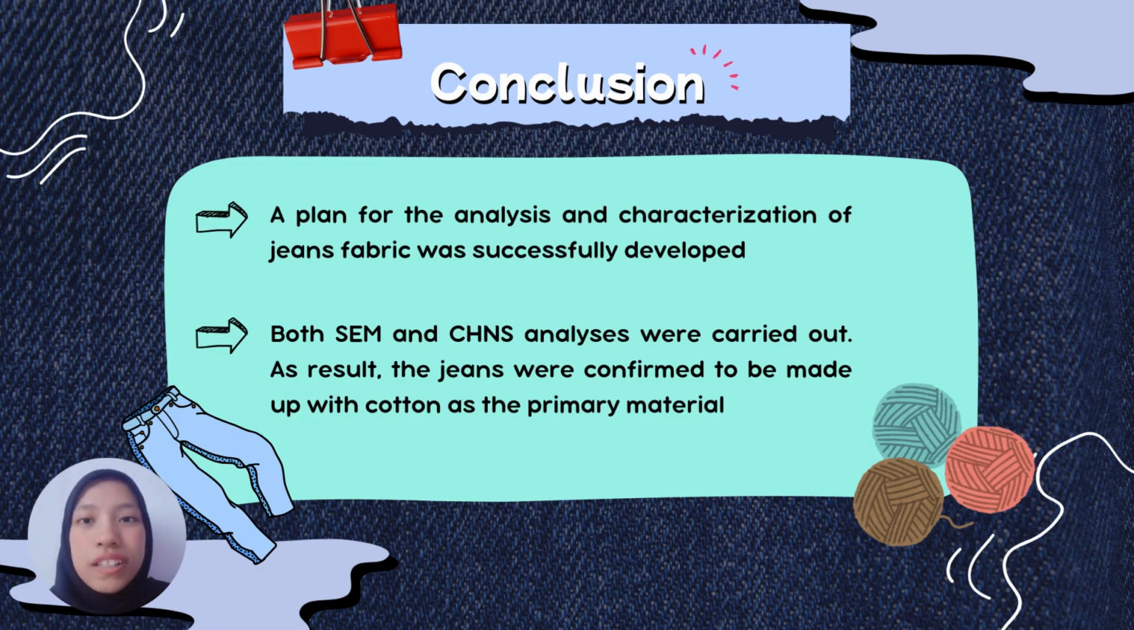From this study, we can conclude that the plan for the analysis and characterization of jeans fabric was successfully done, as both SEM and CHNS analyses were carried out. As a result, our jeans sample is confirmed to be made up of cotton as the primary material.